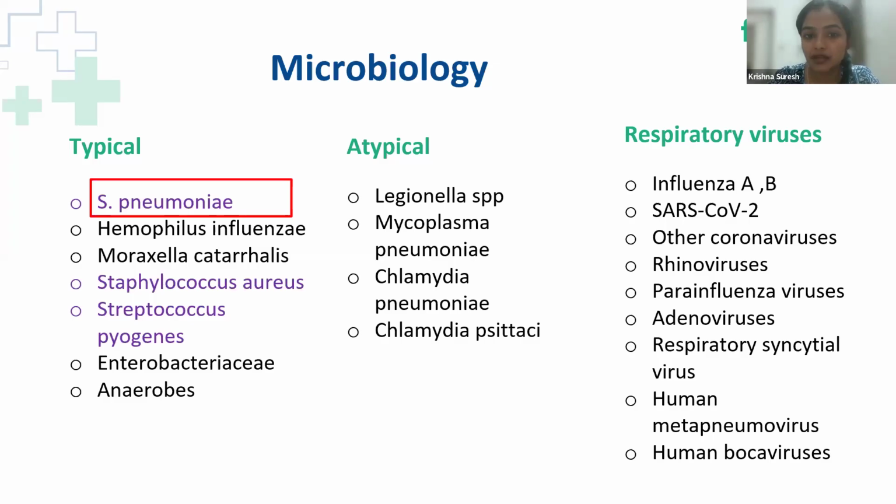And next is the atypical one. Atypical ones are those which are intrinsically resistant to beta-lactams, and they cannot be visualized using the usual gram stain or cultured using the traditional method. It includes Legionella species, Mycoplasma pneumoniae, Chlamydia psittaci. Now coming to the respiratory viruses, it includes influenza A, B, SARS-CoV viruses, other coronavirus, rhinovirus, parainfluenza virus, adenoviruses, RSV, human metapneumovirus, human bocaviruses, etc. And among all these pathogens, the most common cause of community-acquired pneumonia is Strep pneumoniae.